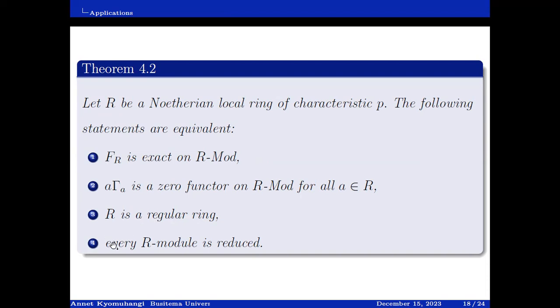And what does this imply? If you have a module which is reduced, then that means your Λ_Γ_a(M) is equal to 0. And so we are able to define the functor Λ_Γ_a to be the 0 functor. So having a Noetherian local ring of characteristic p, we find that the Frobenius functor is exact on the category R-mod. Λ_Γ_a, which is the local nilradical, is a 0 functor on the same category with every module reduced.